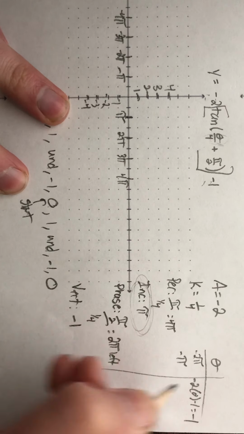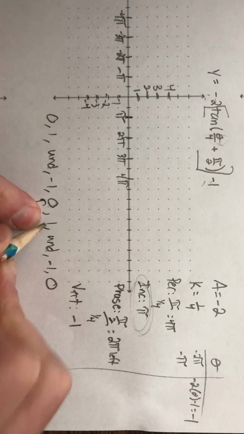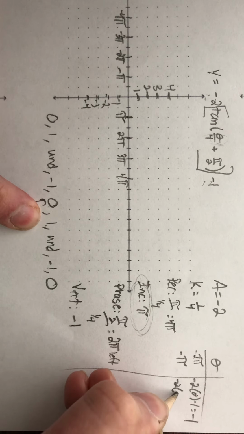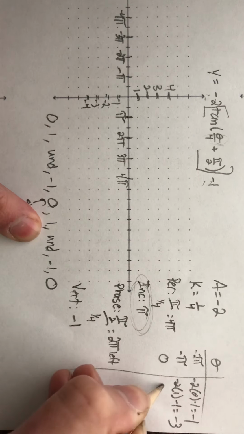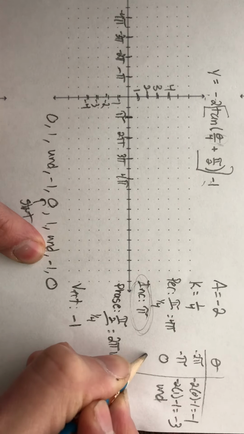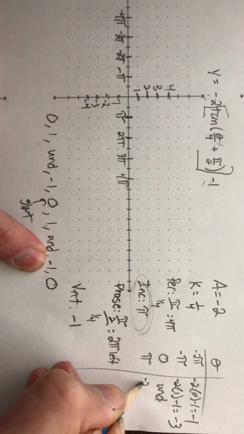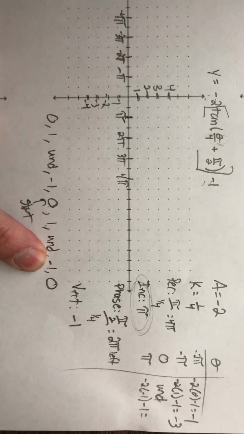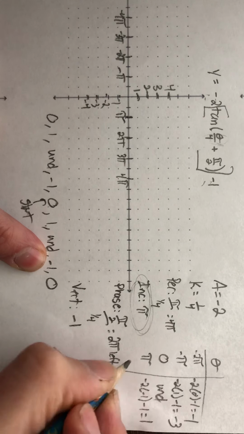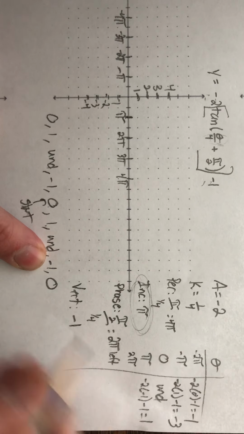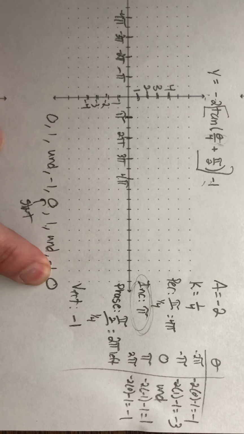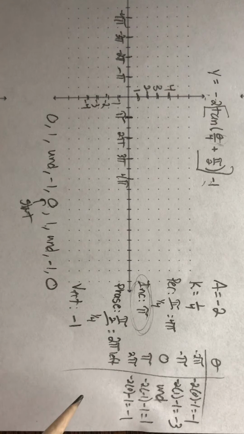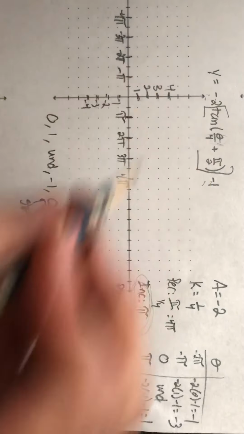At -pi, we're plugging in the 1. -2 times 1 minus 1, -3. At 0, we're undefined. At pi, -2 times -1 minus 1 would give you a +1. And then 2 pi, you're plugging in the 0 again. Again, if you want, keep going. Keep following the pattern. Plug more points in if you feel you need to, okay?